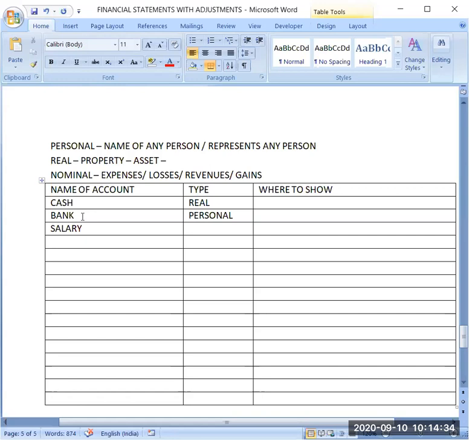Before giving an answer, first check the criteria, in which criteria it is fitting. Is it an asset, is it an expense, is it a name? At least think over that. Or if you are not able to go that way, then at least eliminate: it is not a name, that's why it cannot be a personal account. It is not an asset, that's why it cannot be a real account. So obviously then it will be a nominal account. It is your expense. As a business, you will always be giving the salary.